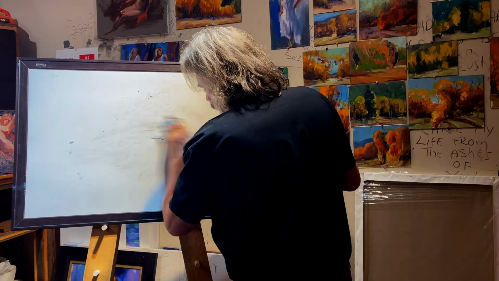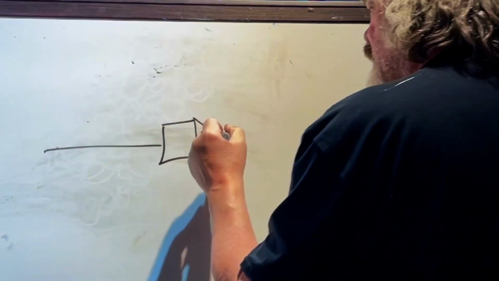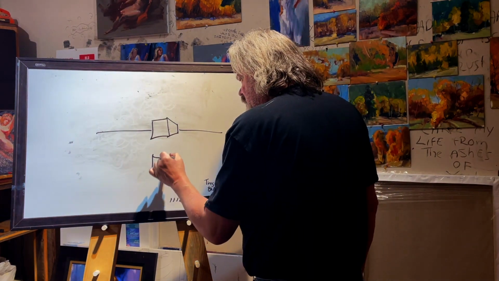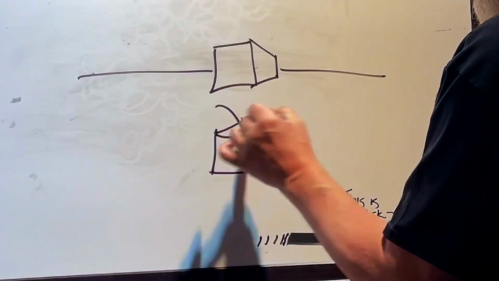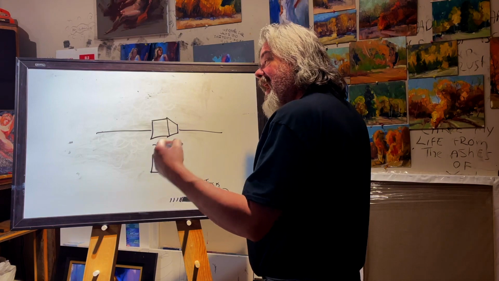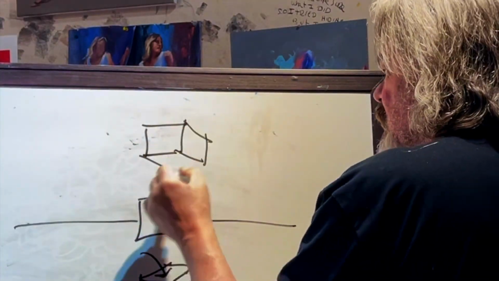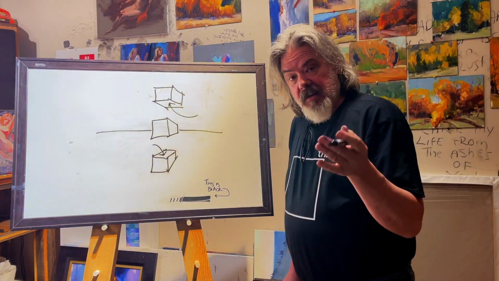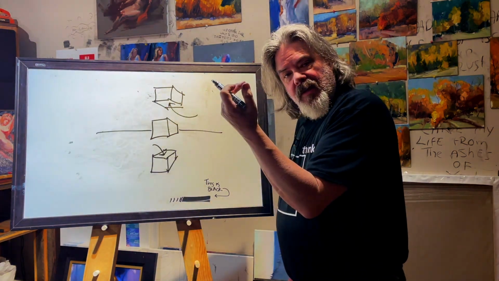Here's the box in perspective on the horizon line. If the box is below the horizon line, then you're going to end up seeing the top of the box. If the box is above the horizon line, which would be the case for clouds, you're going to see the bottom of the cloud. That's only part of the box. You're looking up at a box, so you need to be able to see the bottom of the cloud.